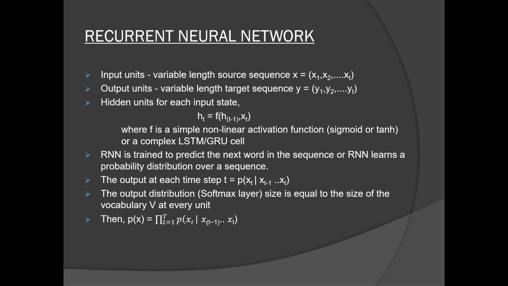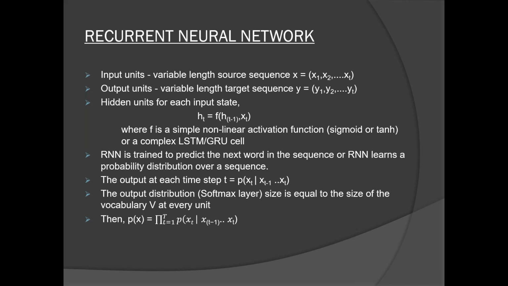Let's take it this way. Consider an input sequence x1 to xt and an output sequence y1 to yt. We have this hidden activation cell, which is usually a sigmoid or tanh function, or a complex LSTM or GRU. We will talk about LSTM and GRU cells later. So basically, an RNN trains to predict the next word in the sequence.